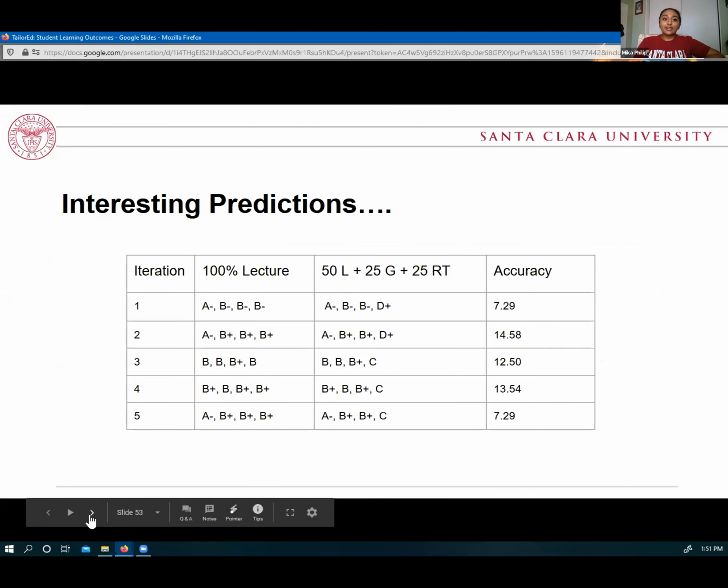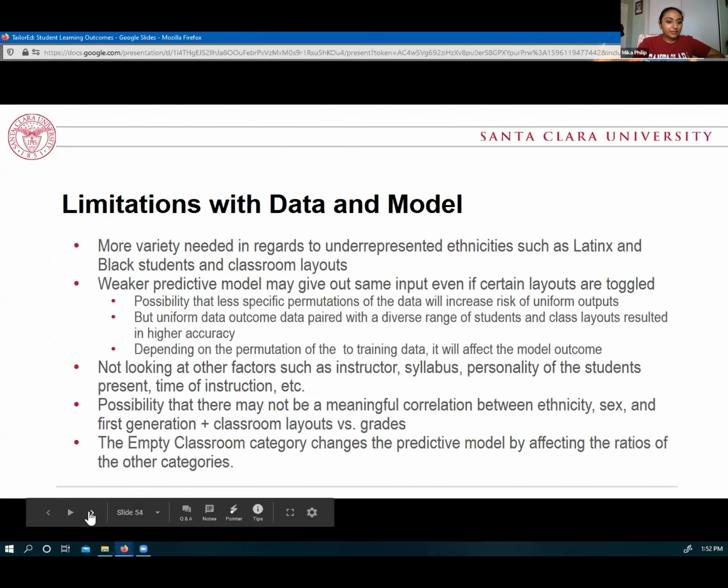Next slide. Also, depending on the data you input into the training data, the results will vary. And the accuracy, while it's around the same rate, will vary. So it's very interesting to think about that. And so next slide. We hope in the future to get more variety in data as we collect more and more.